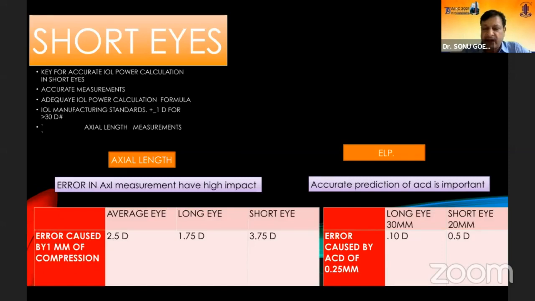Now, when you have an error in the ACD, I think my slide is, I'll just take a minute. So an error caused by an, I'll just take a minute.